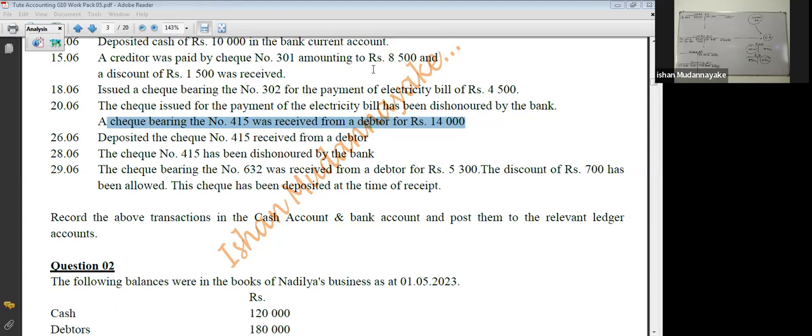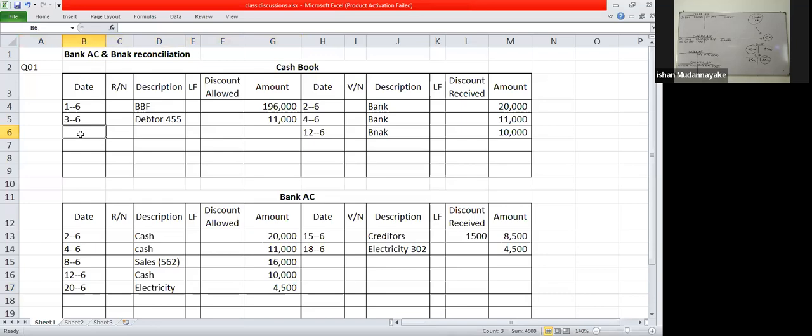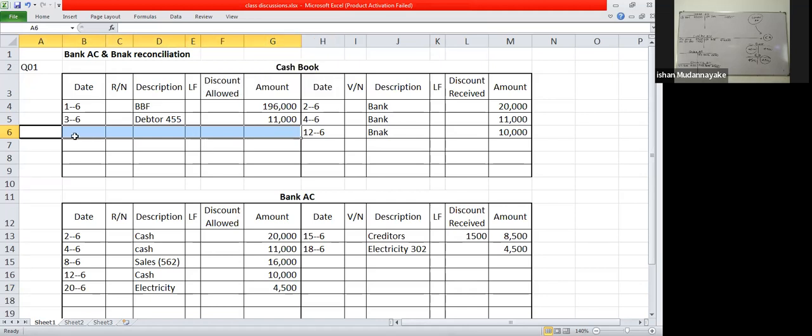Next transaction here. A check bearing number 415 was received from a debtor for 14,000. Then they deposited that check on another day. Therefore, at first we will record the check in the cash book. Go to the cash book. Cash book debit, 20th June.